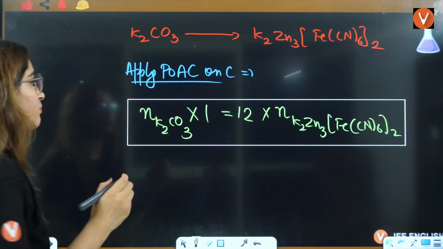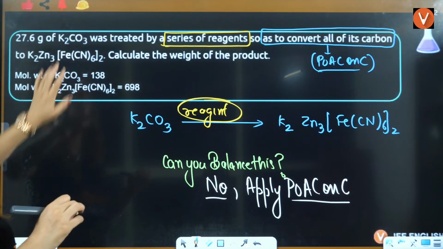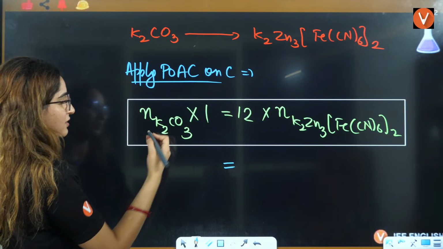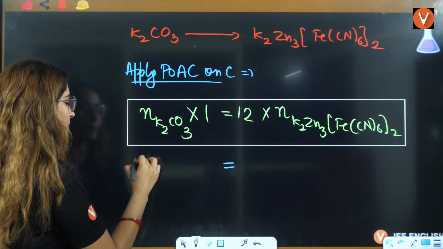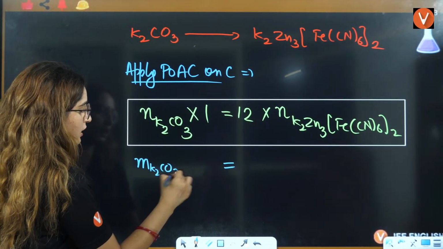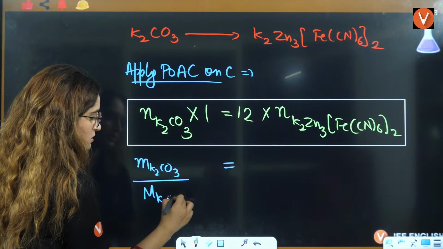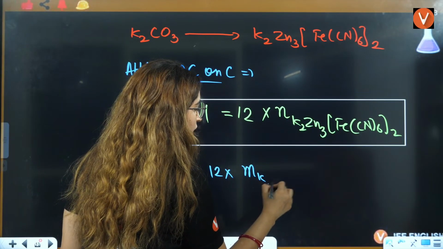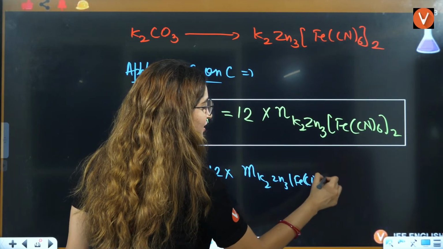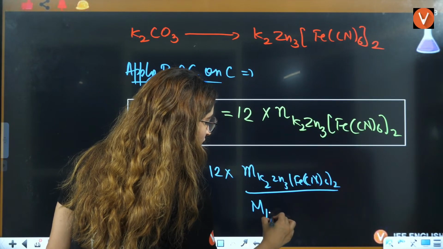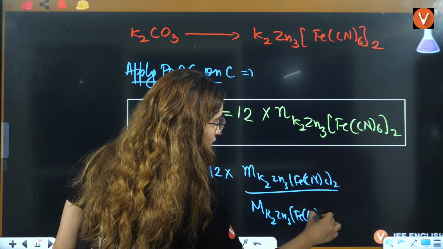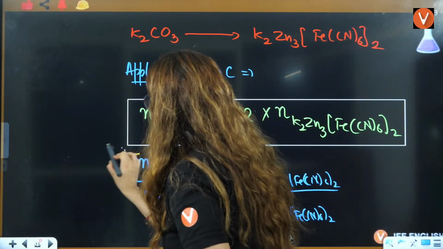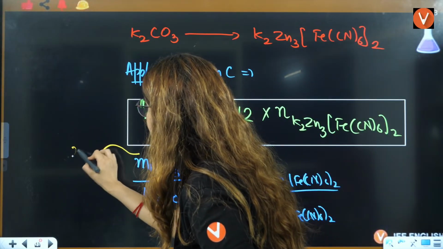Now guys, what they have asked you, they have given you this much K2CO3. They have given you the molecular weight of K2CO3 and the molecular weight of this. Now I'll put it in the formula of mass by weight. So I can say, the mass of K2CO3 divided by the molecular weight of K2CO3 equals 12 into the mass of this compound. I am just writing this compound here, K2Zn3[Fe(CN)6]2. Again and again I have to write it here, right? This is 2 divided by the molar mass of this compound, K2Zn3[Fe(CN)6]2, right? Now we know the value of this. This is already given to you in the question, that is 27.6.